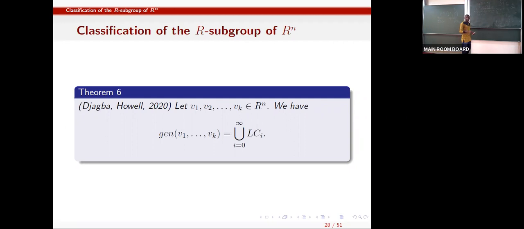The first case is that x, y are in LCN. And the second is x belongs to LCK and y to LCN. Those are the two cases. Thank you. Okay, good.